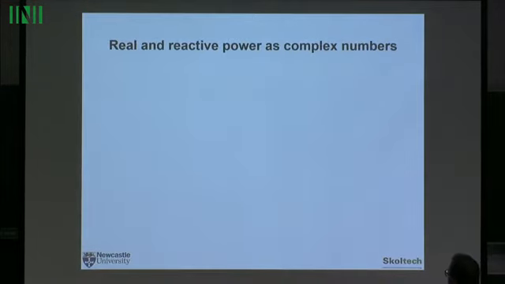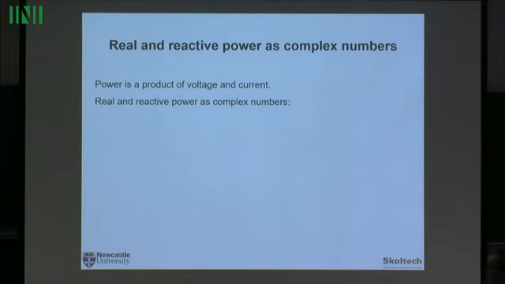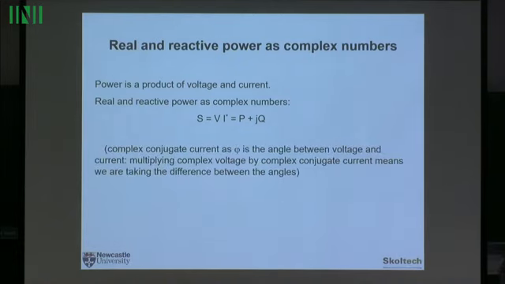Right. So now we come into this concept of real and reactive power. Power is a product of voltage and current, and we can represent them as complex numbers because we are working with complex numbers. The general equation is that the quantity S, which is apparent power, is equal to voltage times conjugate current. We use conjugate current because what is of interest to us is the angle between voltage and current, angle phi.